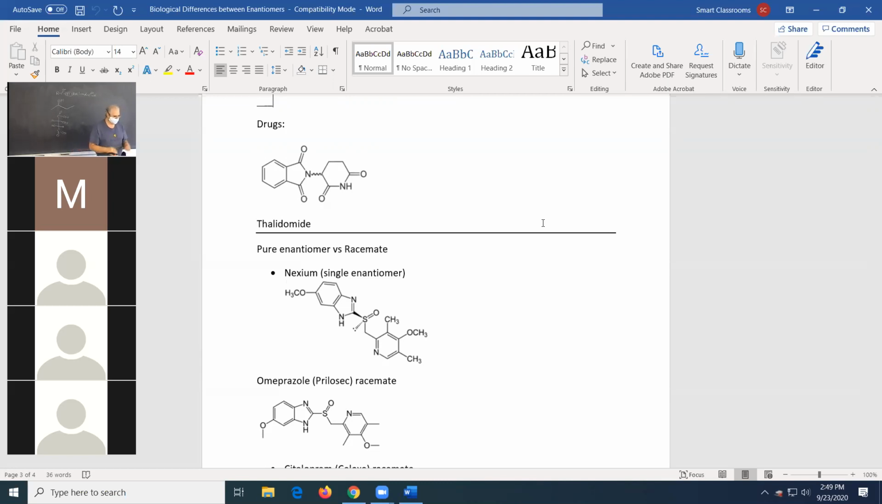But anyway, the way that this relates to chirality is that the thalidomide that was being produced was a racemic mixture, and one enantiomer was beneficial, the other one was causing the birth defects.